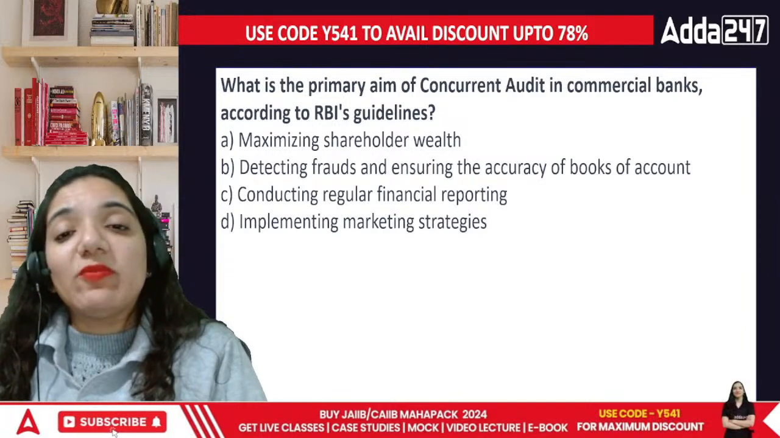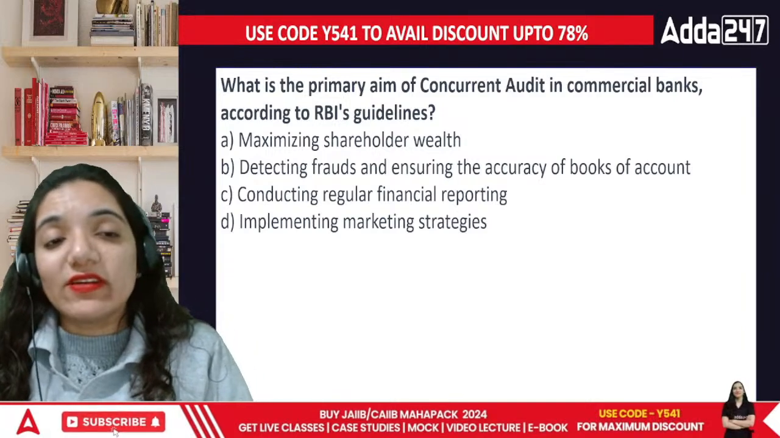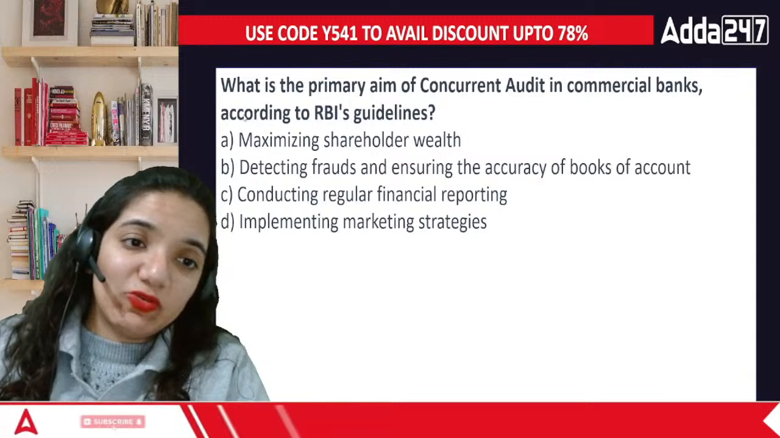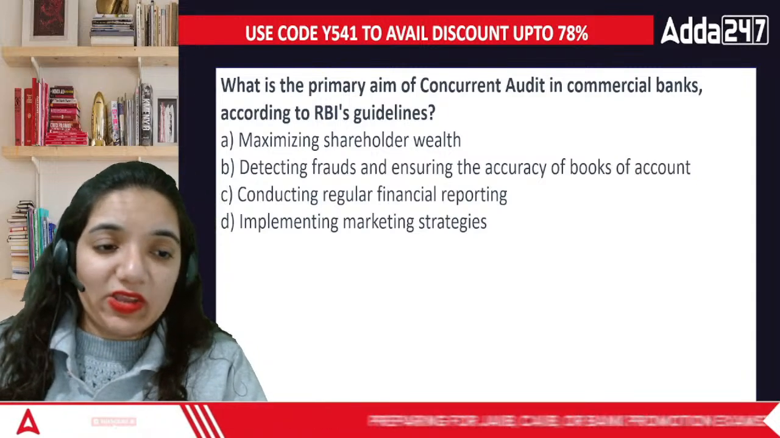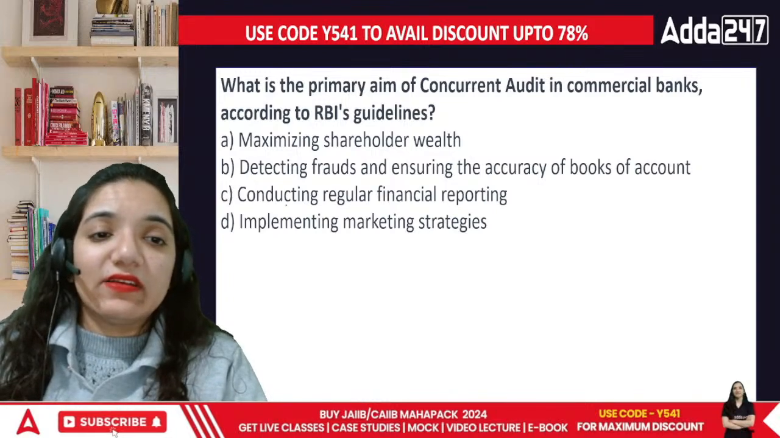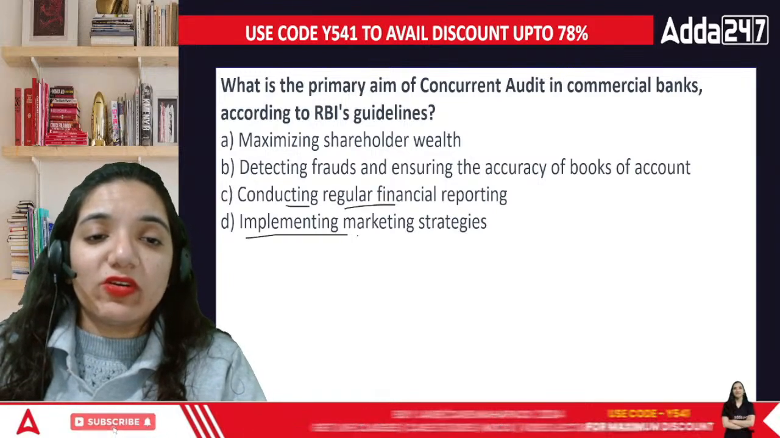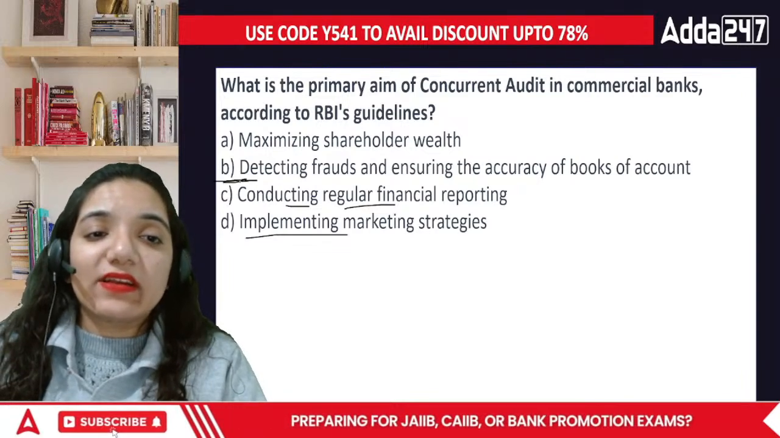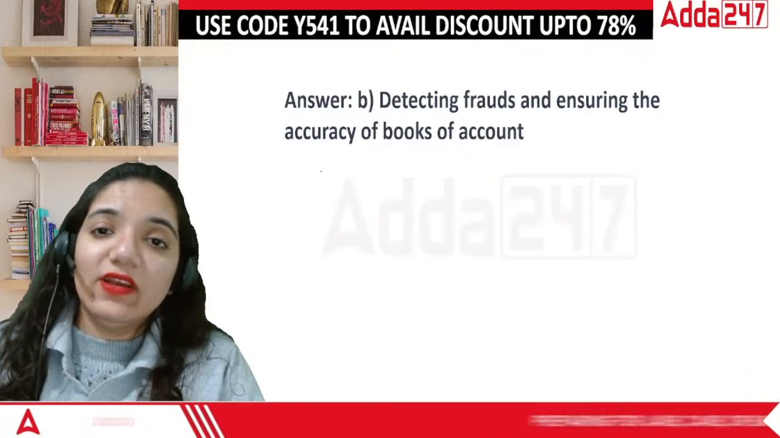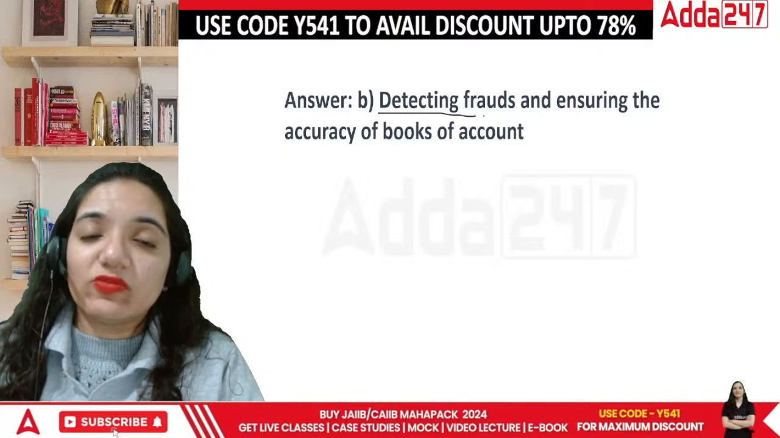So what is the primary aim of concurrent audit in commercial banks? Maximizing shareholder wealth, or detecting the frauds and ensuring that the accuracy is there, and then conducting regular financial reporting, or implementing market strategies. In this case, what we are doing is we are detecting the frauds and ensuring that the books of accounts are absolutely correct.